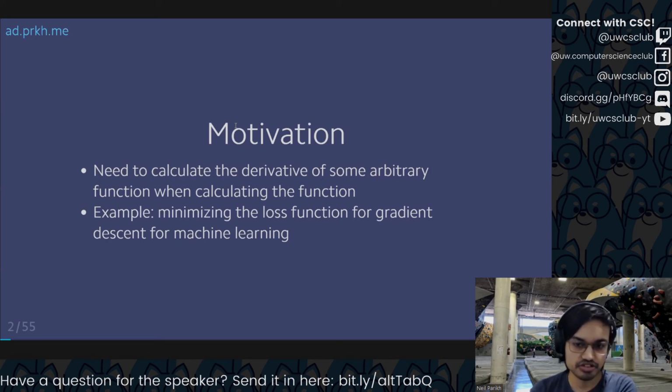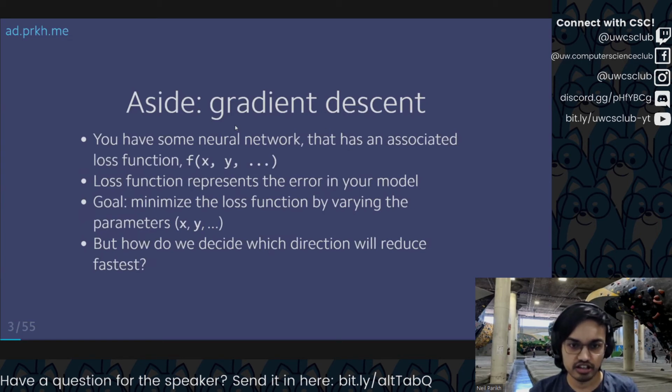As an example, in machine learning, when you're doing gradient descent, you have to minimize the loss function. You have some neural network or some other model, and it has some associated loss function. This loss function represents how big the error in your model is, how close it is to reality. Your goal is to minimize this function, so you vary the parameters. Now you could try brute force: increase one, decrease the other, and go back and forth. But if you have n parameters, that ends up being 3 to the n, which is obviously not very efficient.